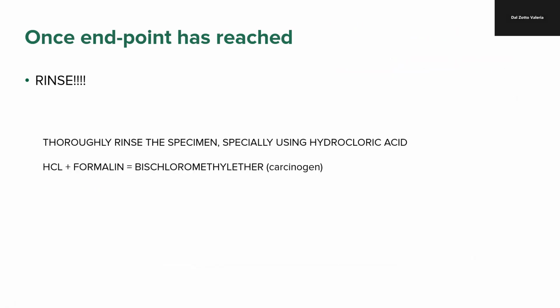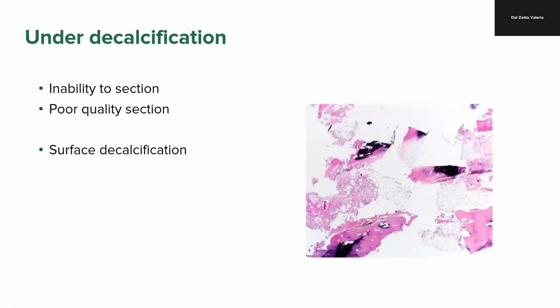Once the endpoint has been reached, you have to rinse the cassette. Please rinse through running water and then place it in the container with formalin for processing. What happens if you were wrong? It was under-decalcified and you still have calcium in your sections. The histology lab is going to get a poor quality section. But don't worry, there are solutions for that.